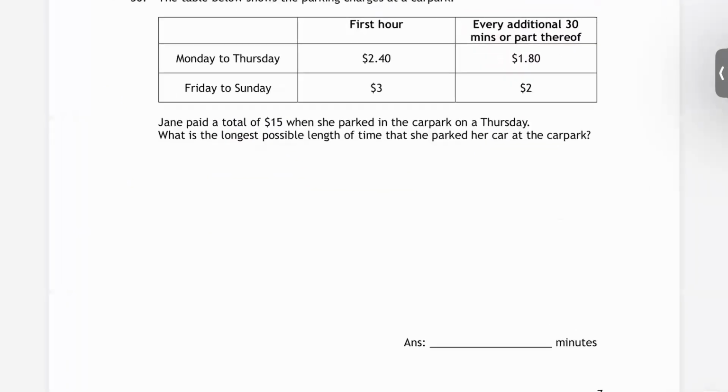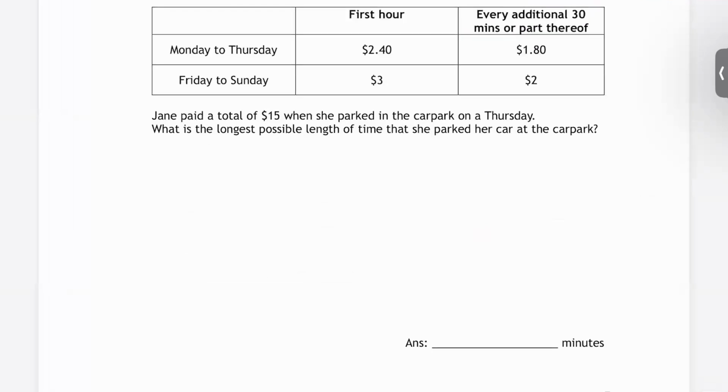Okay, so number 13, last question. The table below shows the parking charges at a car park. The first hour is $2.40 from Monday to Thursday, and every additional 30 minutes will cut there. So cut there means that even if you park for 1 minute after 1 hour, you still have to pay $1.80. All right. So Jane paid a total of $15 when she parked in the car park on a Thursday.